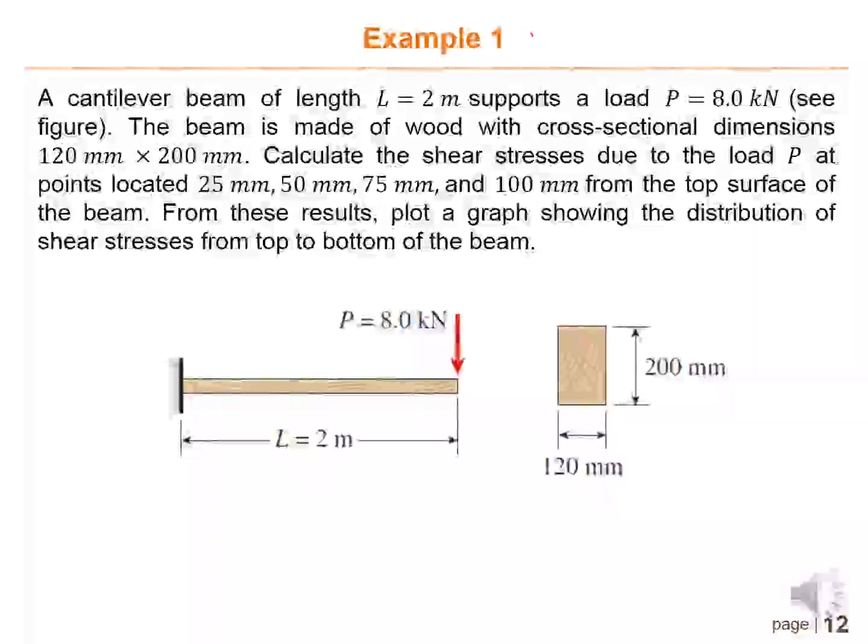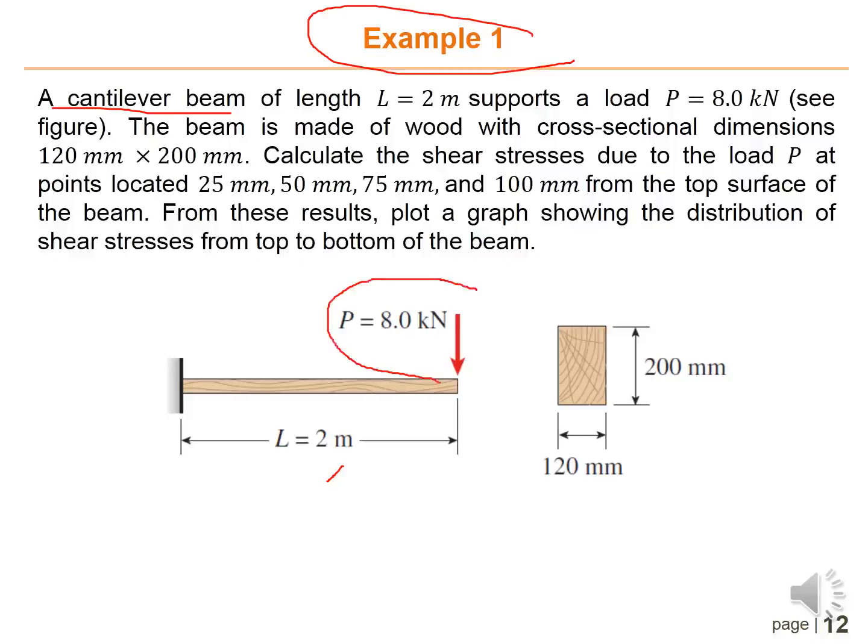Okay, so this is example number 1. You have a cantilever beam of length L equals 2 meters, which supports a point load at the end of the beam equal to 8 kilonewton. The beam is made of wood, with cross-sectional dimensions of 120 millimeter times 200 millimeter.